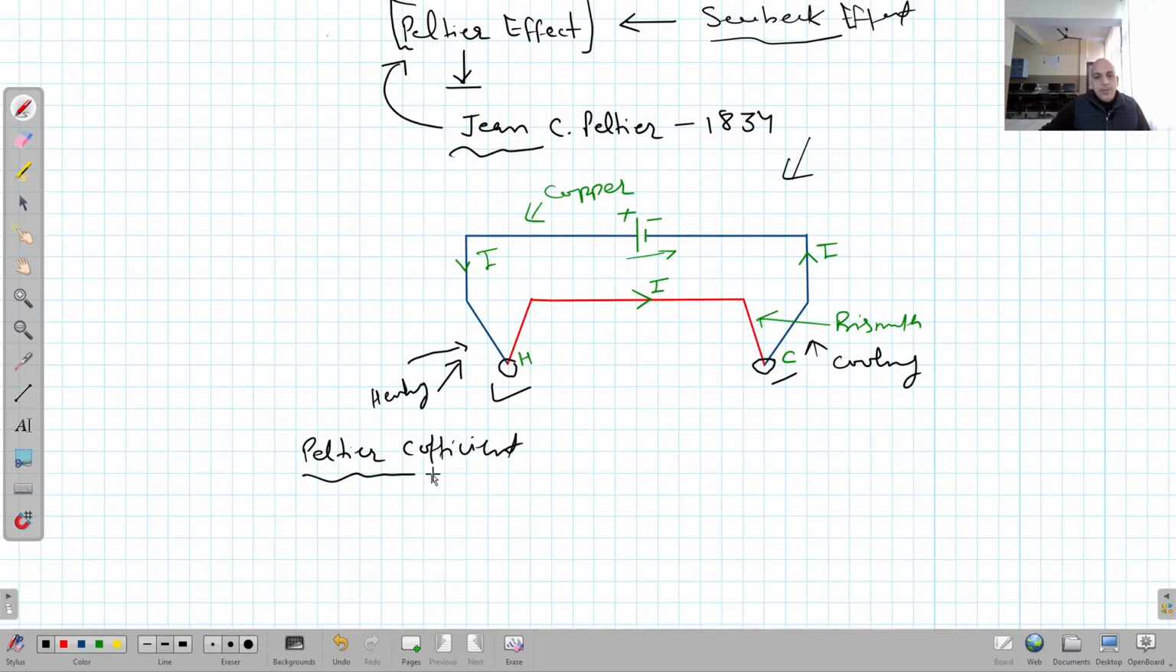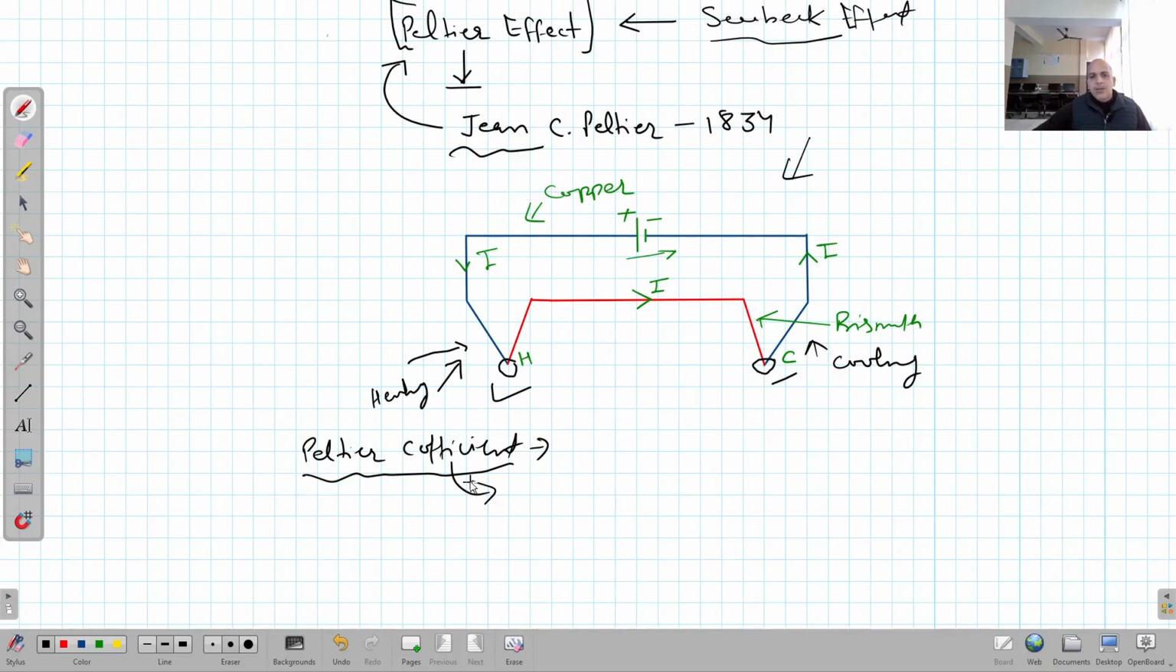Now Peltier coefficient is defined as the amount of heat evolved or absorbed at each junction when some amount of current flows across this thermocouple for some period of time. So we will see how we will arrive at the Peltier coefficient.